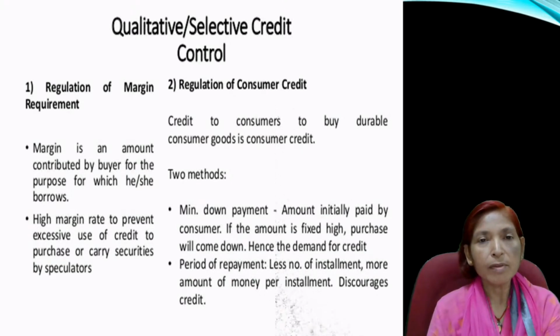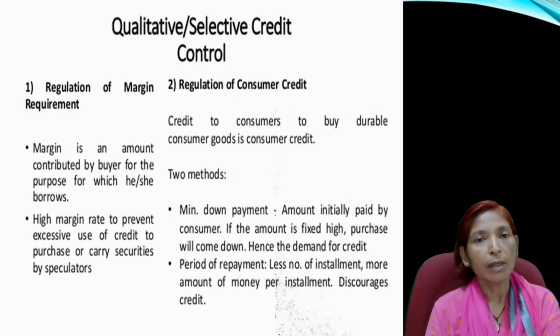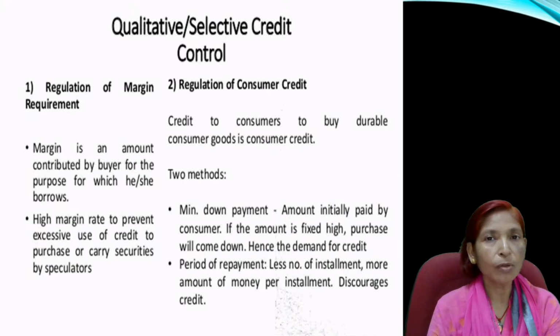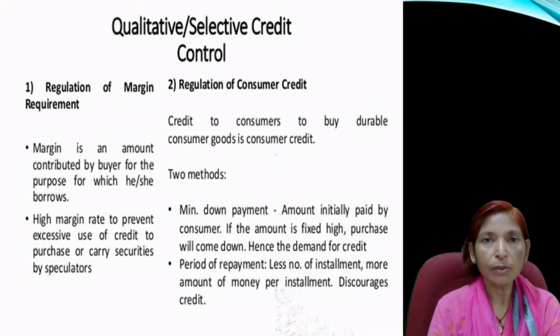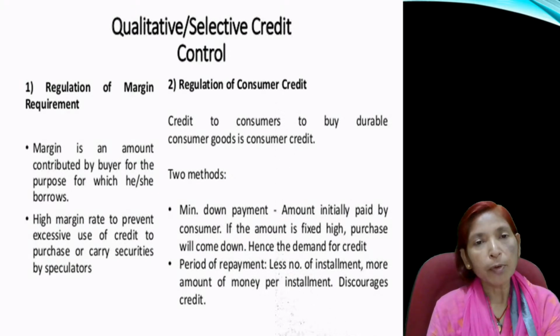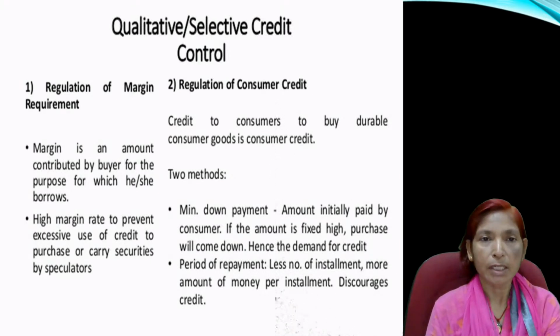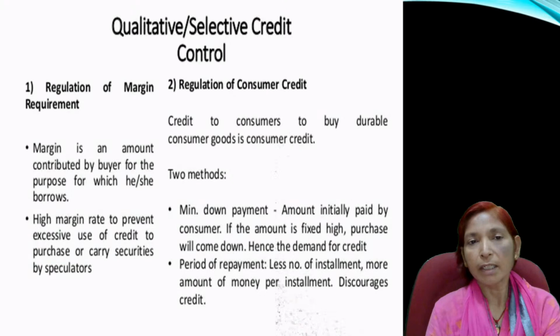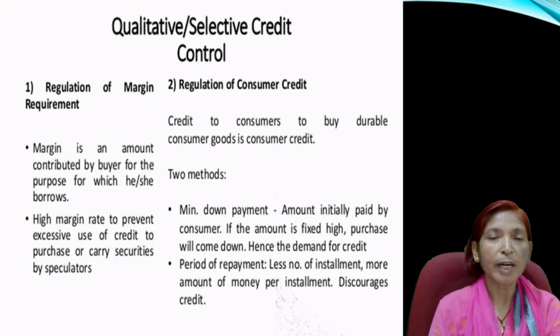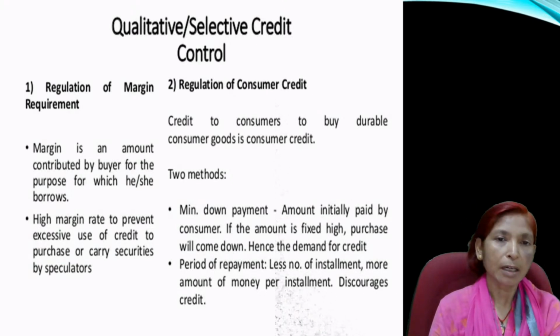And in quantitative instruments of credit control, I have discussed with you the bank rate, open market operation, cash reserve ratio, SLR (statutory liquidity ratio), and repo rate and reverse repo rate. So all these instruments can easily control the credit creation process. These are the main points of credit control used by the Reserve Bank of India.